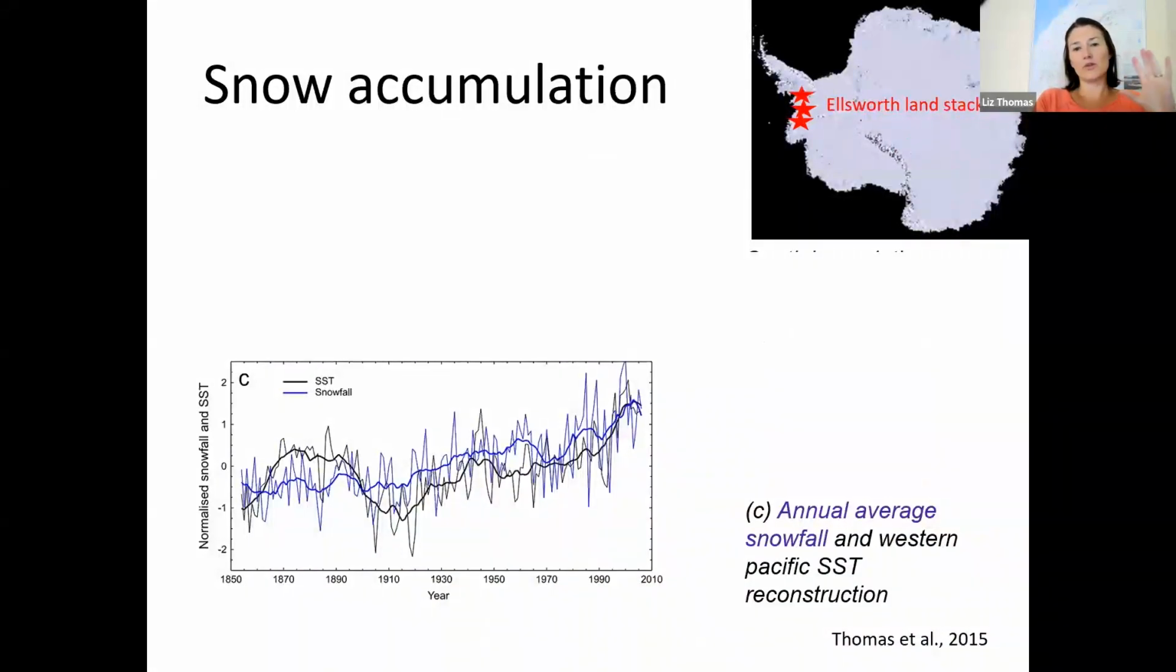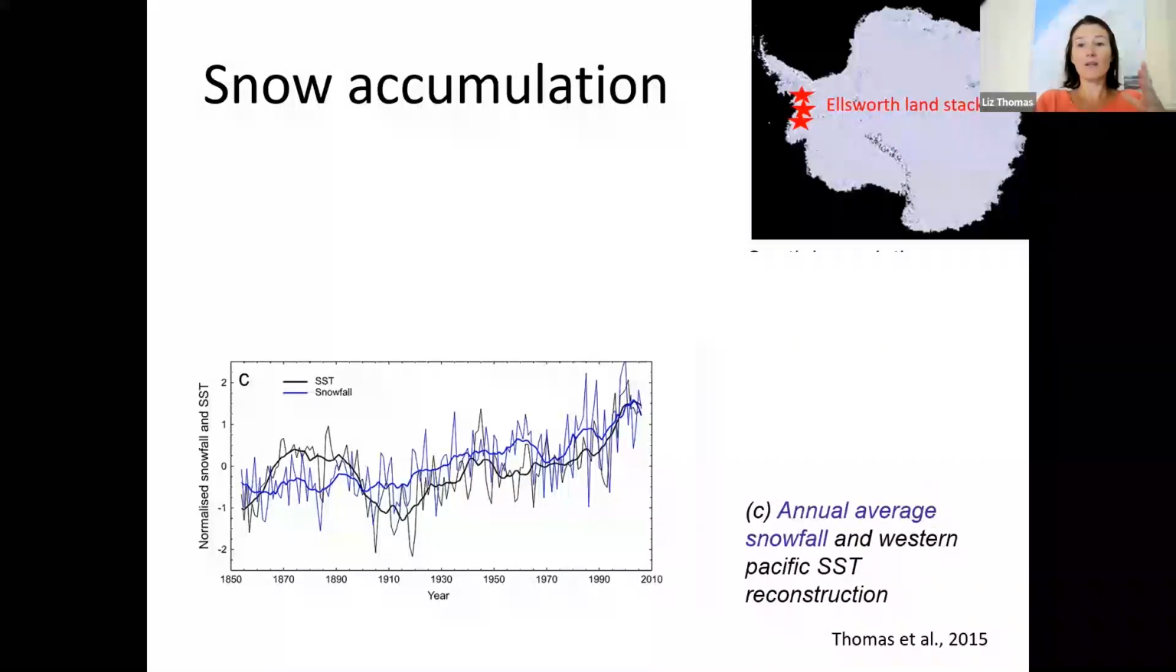But what I want to do now is move on to the snow accumulation record, because in many ways, the snow accumulation, particularly from the whole region around the Antarctic Peninsula and West Antarctica, is really interesting. And this is where we have seen much more dramatic changes.